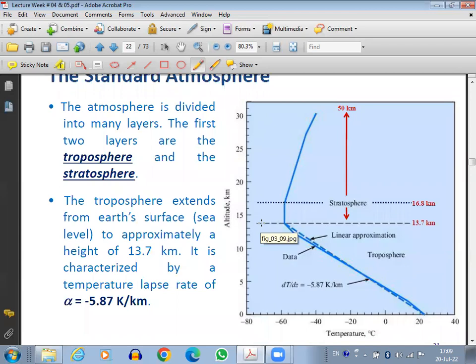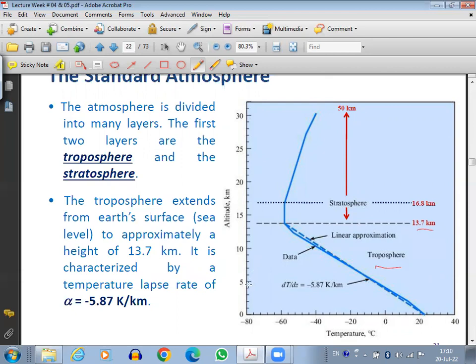Let's talk about our atmosphere. Our atmosphere is composed of air, which is compressible. Initially at the bottom level, we have the troposphere, and above the troposphere, we have the stratosphere. The troposphere extends up to 13.7 kilometers.